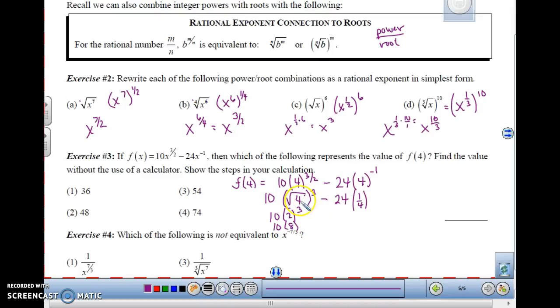Okay, now if we did 4 times 4 times 4 first, it would be 64. The square root of 64 is 8. You can do that too. All right, and that's going to be minus 24 times 1/4. 10 times 8 is 80. 24 times 1/4 is 6. 80 minus 6 is 74. So it should be number 4.